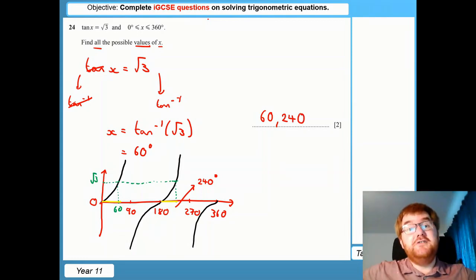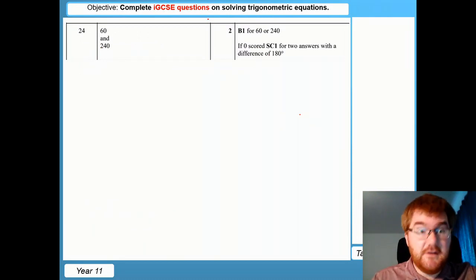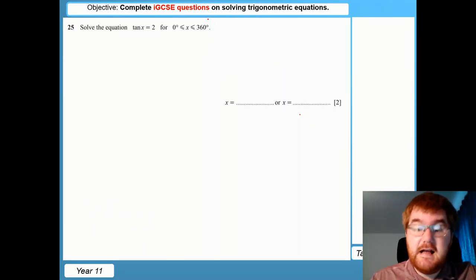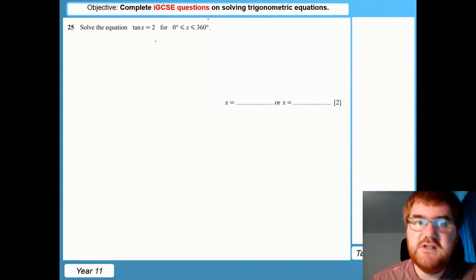This one you could actually do without a calculator. So there are the two solutions that you can see in front of you. And I think this is our last question for today. Yep, solve the equation tan x is equal to 2.